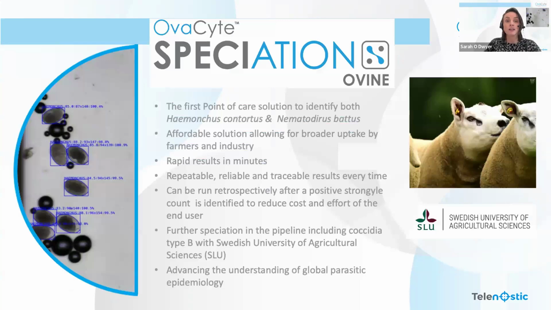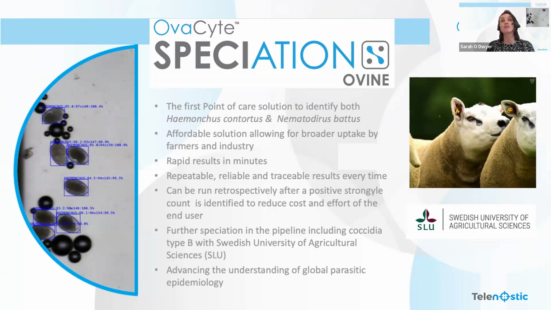So then finally, we're nearly there, just speciation. So obviously OvaCyte is the first point of care solution globally to be able to identify Haemonchus contortus at an egg level and Nematodirus battus. And I'm delighted to say that our paper has just been accepted on Friday for publication in support of that. It's really quite rapid. So you get the results in 10 minutes and it can be run retrospectively.